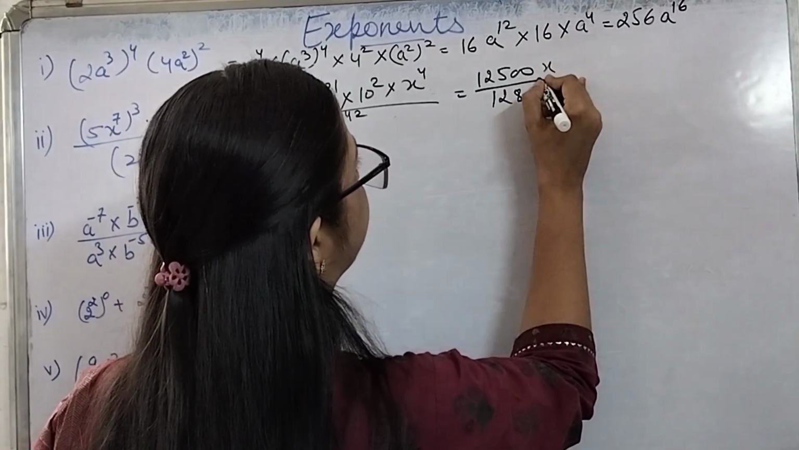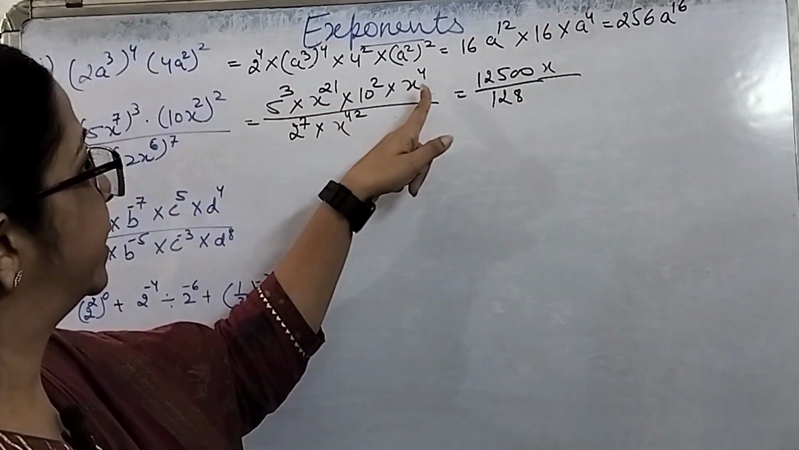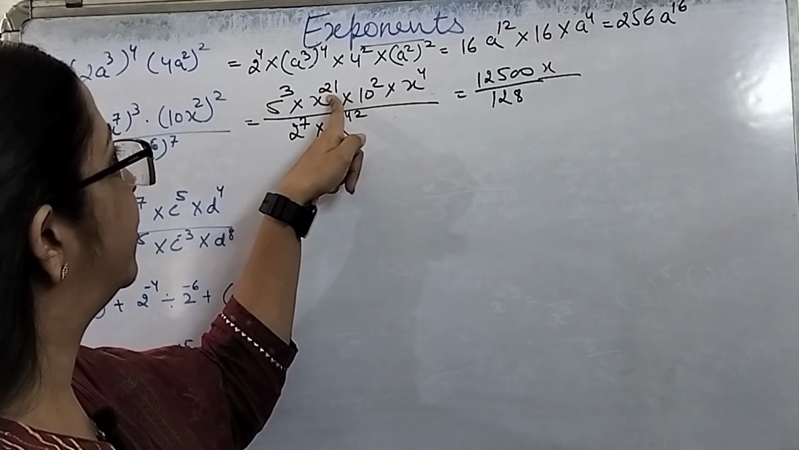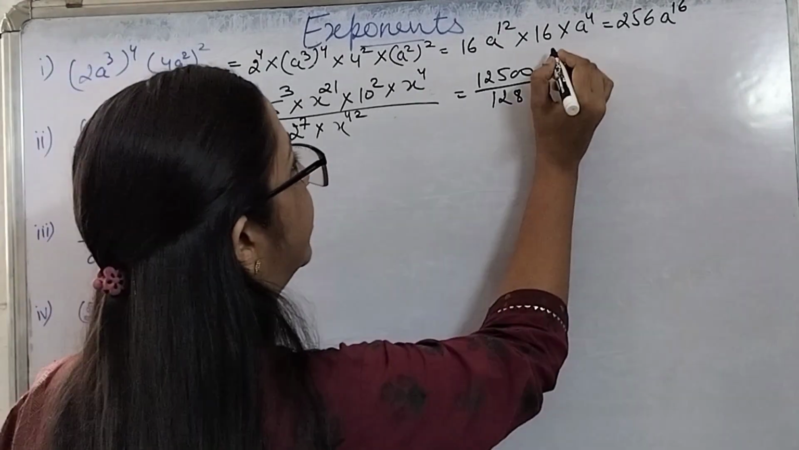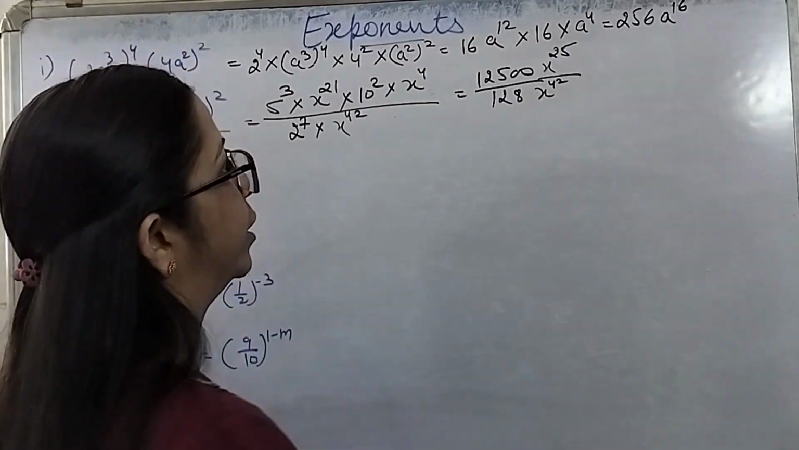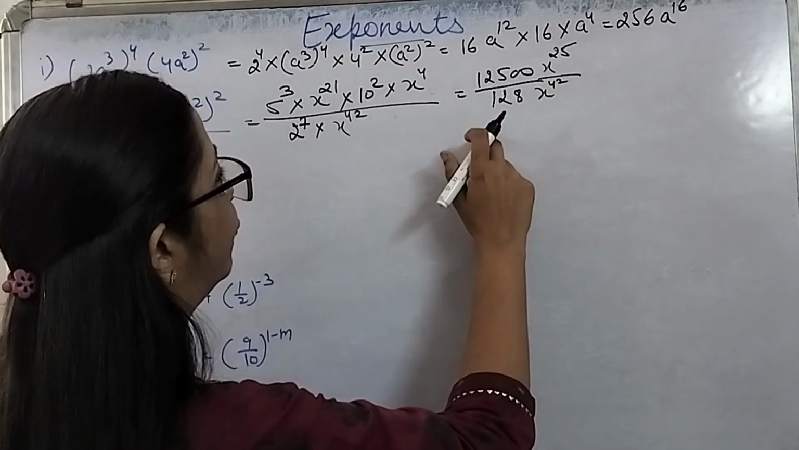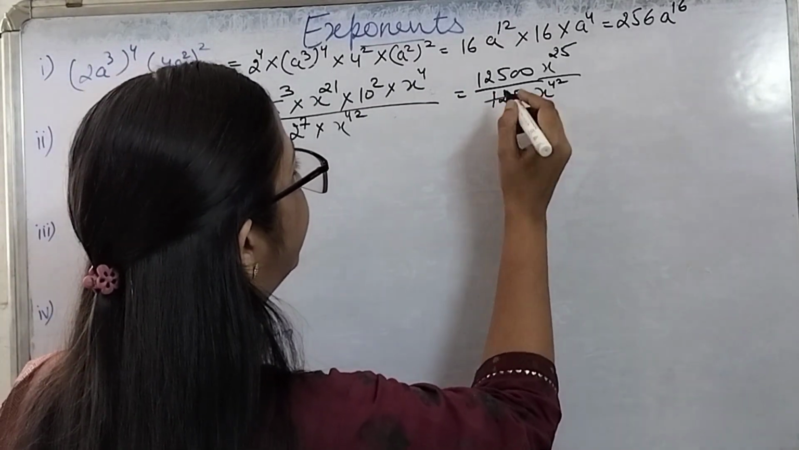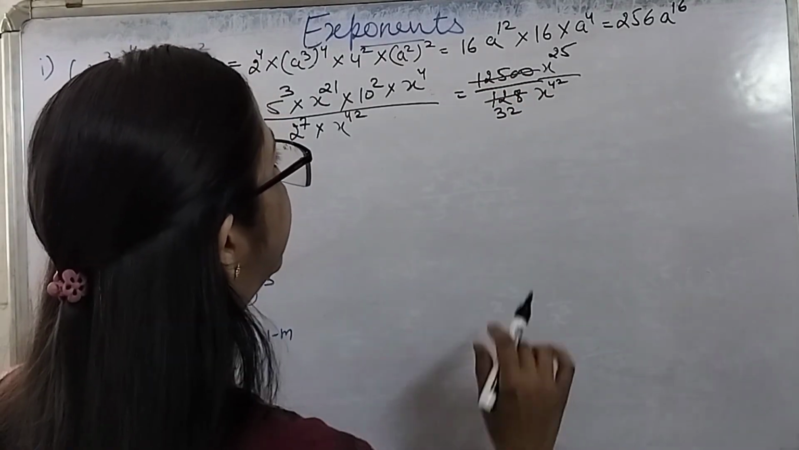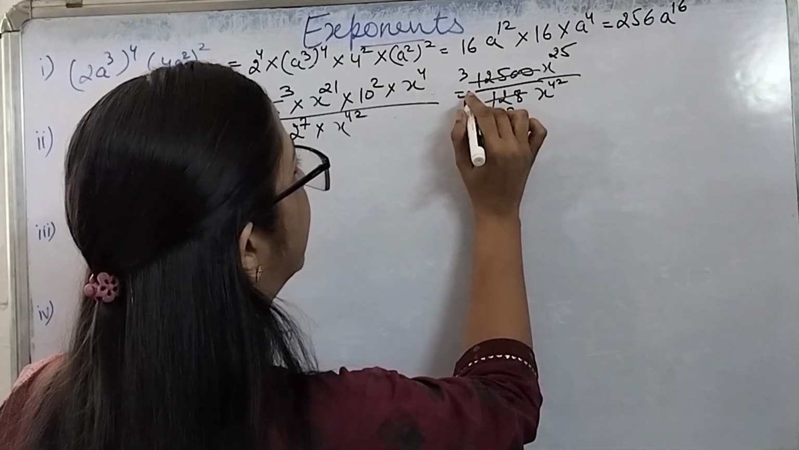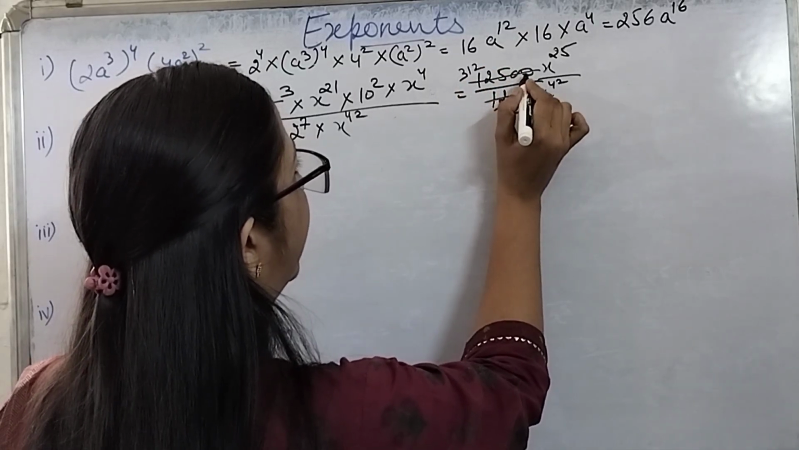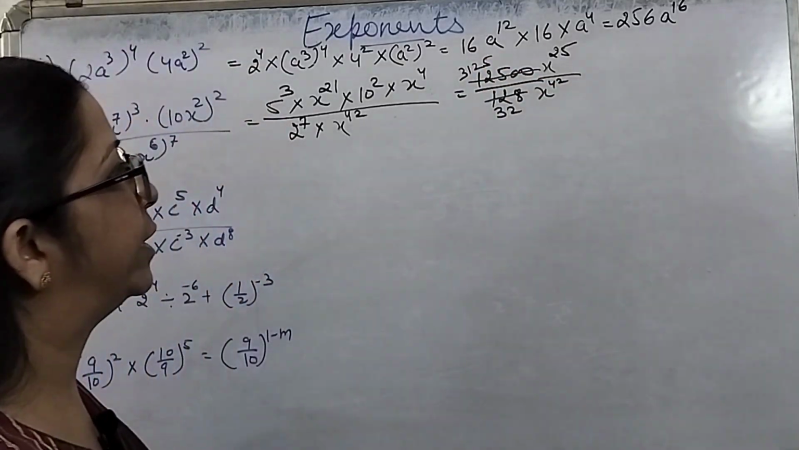Now x^21 and x^4. Multiplication sign is there in between, so powers will be added. So 21 plus 4 will be 25. x^25. And in the denominator it is x^42. Now we can cut it even by 4, both of them are divisible. 4 3s are 12, 4 2s are 8, and by 4 if we divide, 4 1 is 4, then 1 2, 4 2s are 8 and 4 5 is 20. So it will be 3125 over 32.